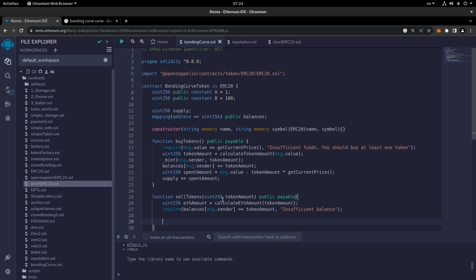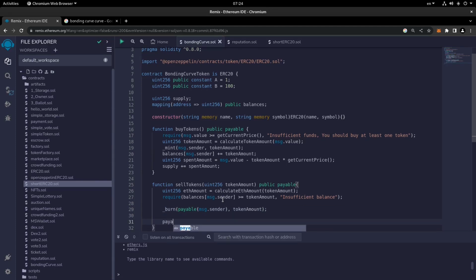So after this requirement, we'll burn the tokens. The person wants to sell, so this is equal to burning the tokens. So burn payable message.sender. Payable here might not be strictly necessary, but I've written it, and it will also get the token amount. Here we go. And then we'll have the payable msg.sender, but here it's important to write payable, because we're going to transfer some ETH to the address of the person who wants to sell the tokens. So transfer and the ETH amount. Here we go.